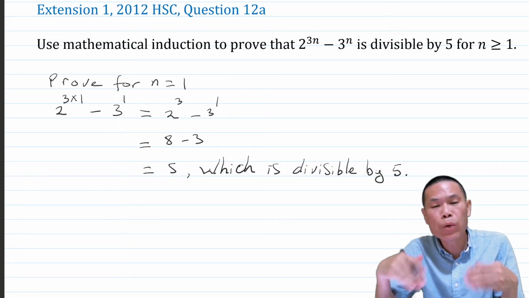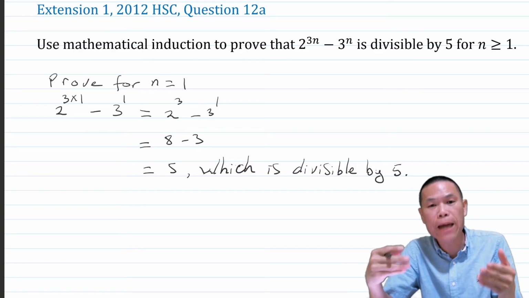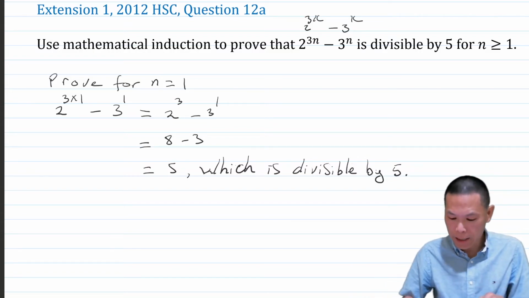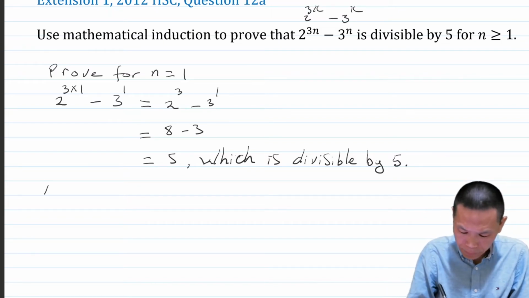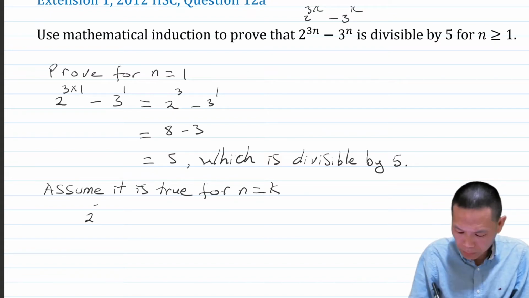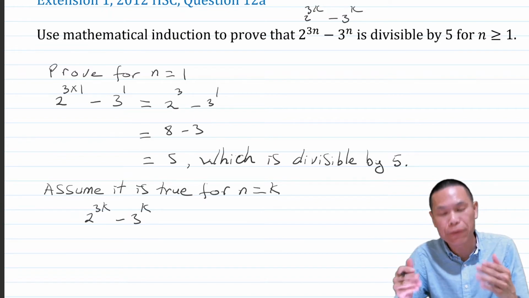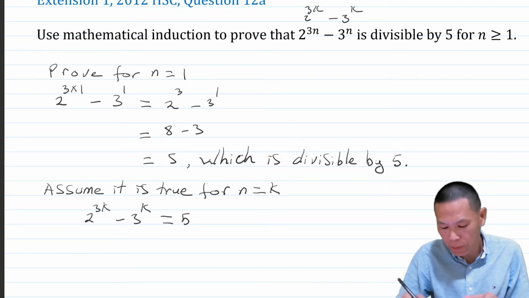The next step is we assume that it is true for n equal k. In another word, we need to replace n with k. So that is 2 power of 3k minus 3 power of k. Okay? So we need to write down, assume it is true for n equal k. Because the statement is true, in another word, it is a multiple of 5. So I just write equal to 5 times a number. I just make it m.